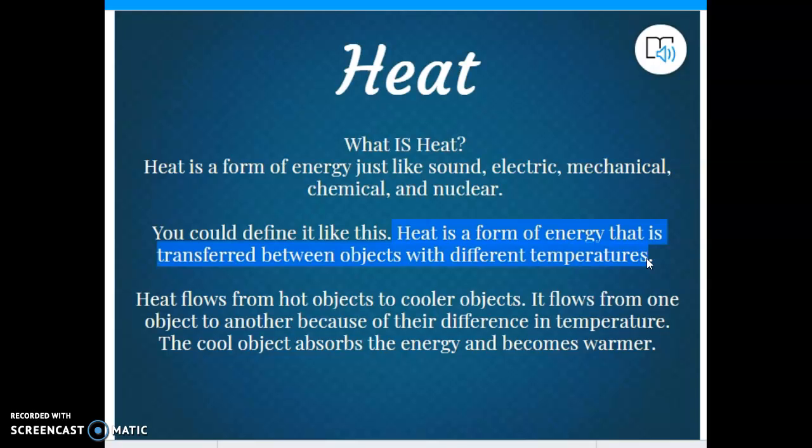So if you happen to have two things sitting beside each other and they are both the same temperature, there's not going to be any transfer of heat, no energy being moved from one thing to another. There needs to be a difference in temperature. The other thing that you need to understand is heat flows from the hotter object to the cooler object. It moves from one object to the other because of the difference in temperature. The cool object is actually absorbing that heat energy and it becomes warmer. And we'll get into some scenarios like that here in just a few minutes in the slides.